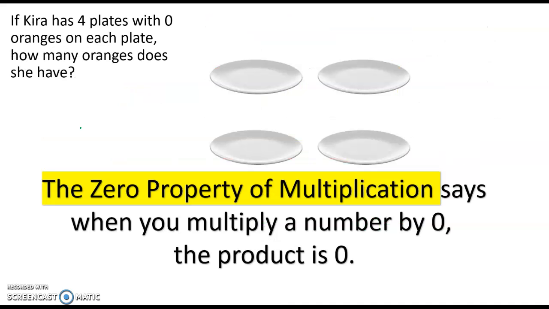Now, if Kim had 4 plates with 0 oranges on each plate, how many oranges does she have? Well, if she's got 4 plates with nothing or 0 on them, we have 4 times 0. Do you see any oranges here? No. So your answer is 0.